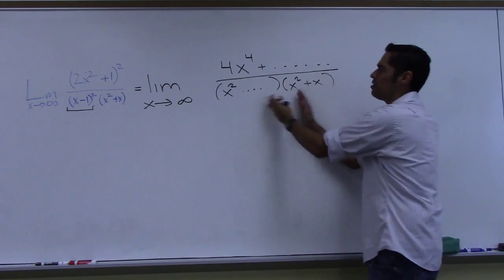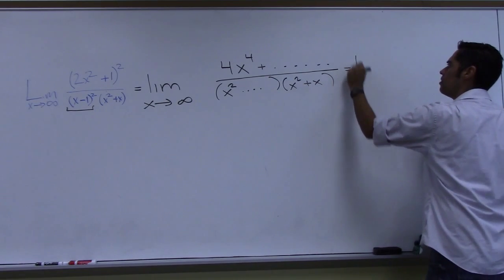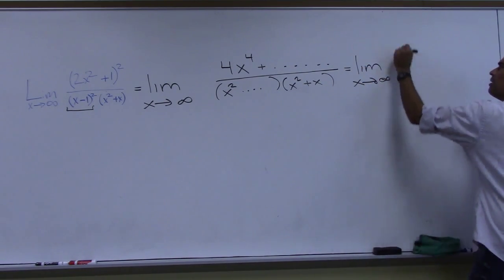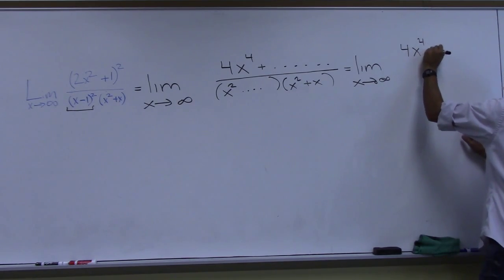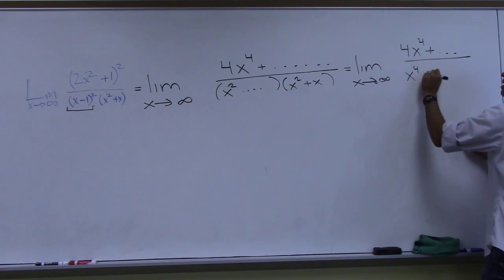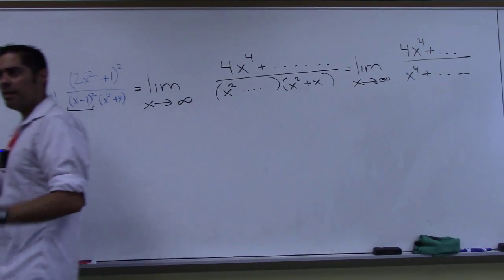When you multiply these two together, you would have what? X to the fourth. So you have a 4x to the fourth plus something. And then on the bottom, you have an x to the fourth plus some other stuff here. And I think your question is, can you just look at those two? Is that what you were getting at?